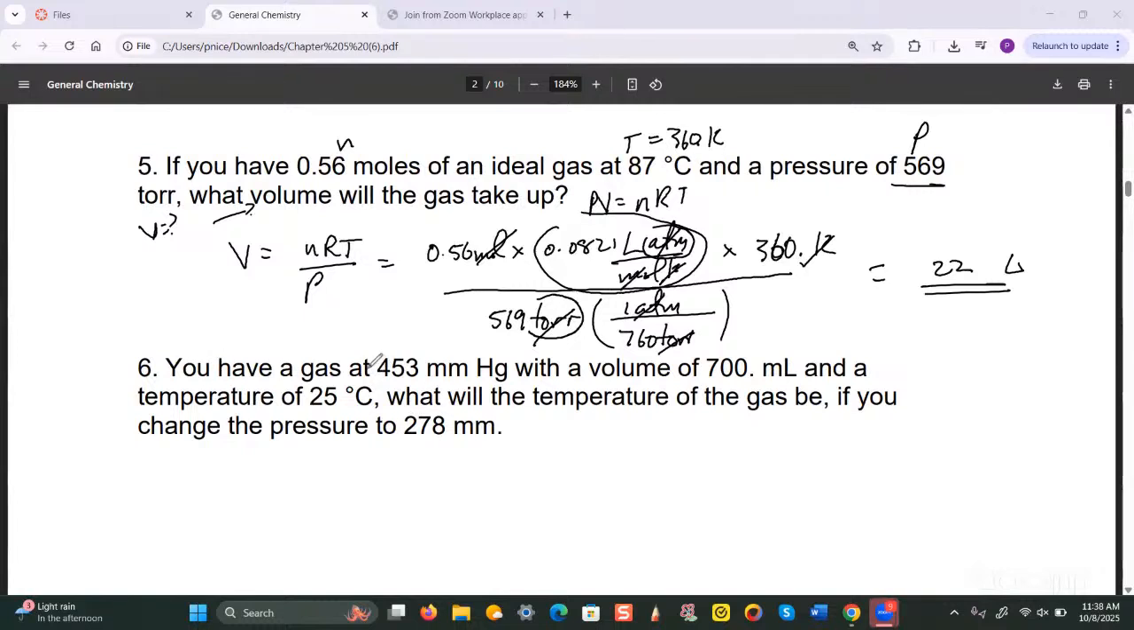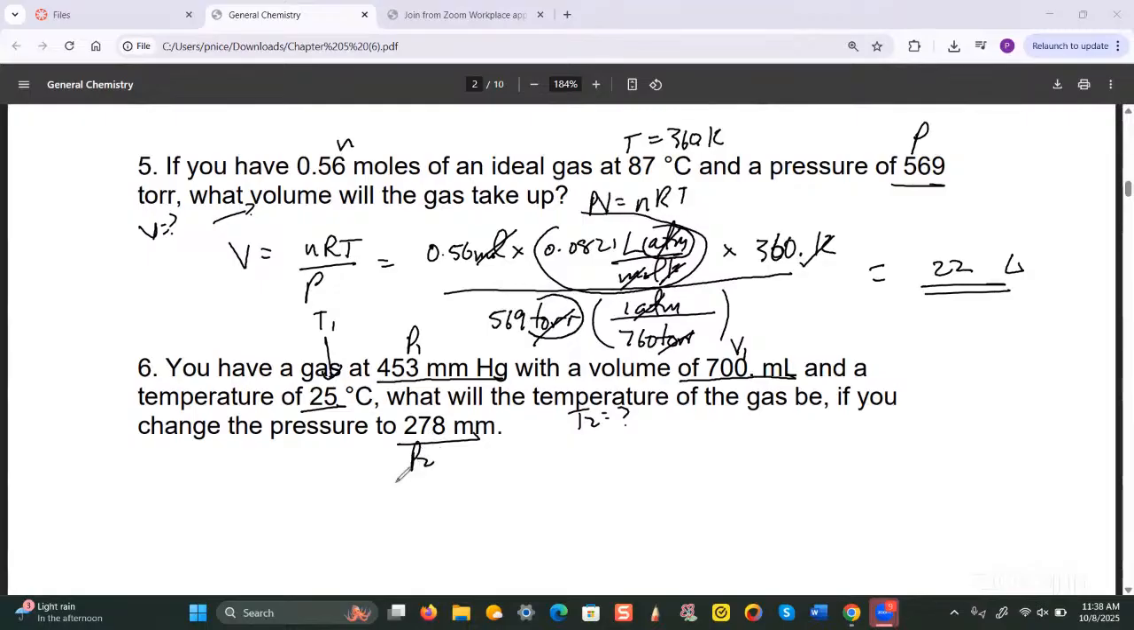The next question says you have a gas at the pressure of 453 millimeters mercury and a volume of 700 mils and a temperature of 25 degrees. What will the temperature of the gas be if you change the pressure to 278 millimeters mercury? So I would call this P1. I would call this V1. I would call this T1. And then T2 is what the question is asking for. And they gave you P2.